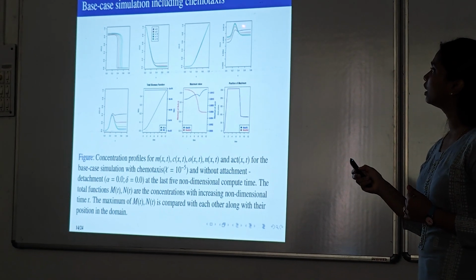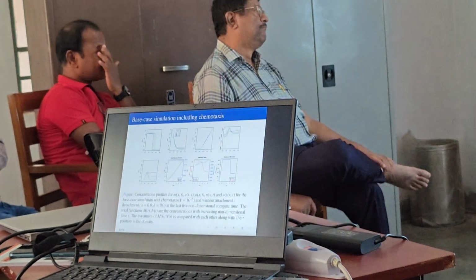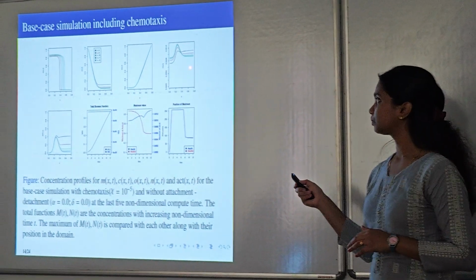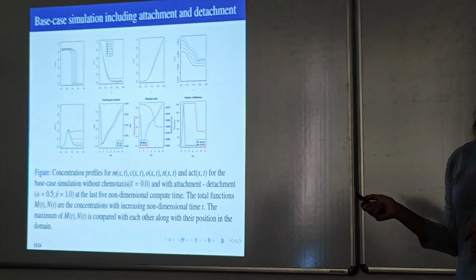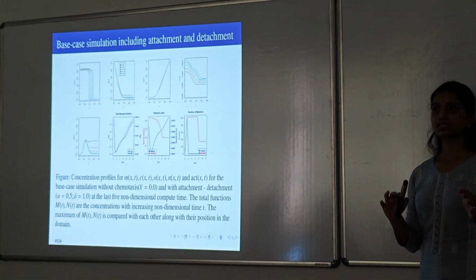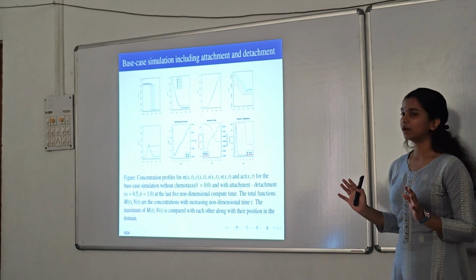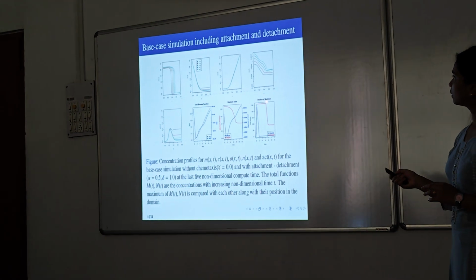But chemotaxis is playing a role here. We can see that where we have the best growth condition, the planktonic bacteria in the aqueous medium are moving towards that region. Next, we have attachment and detachment, but we don't have chemotaxis. So only the interaction between the sessile and the planktonic bacteria is playing a role, but not chemotaxis. So we see that attachment and detachment are playing a role here.